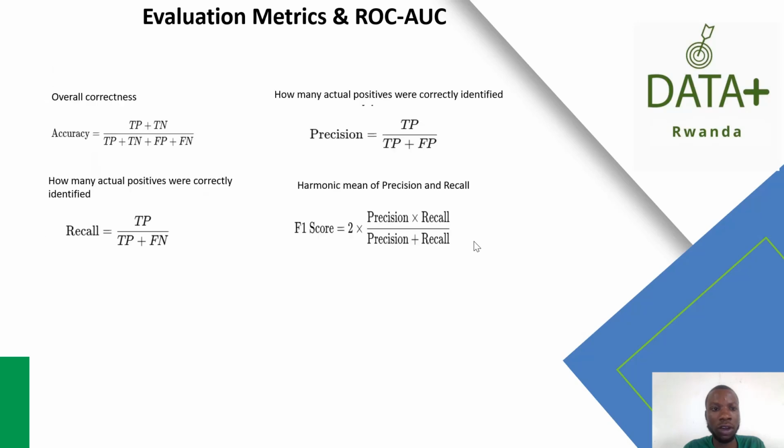We are evaluating the metrics. After evaluating the metrics, we are looking for the accuracy. If we say accuracy, it's like overall correctness, and precision is like how many of the predicted positives were correctly identified during the process of predicting. And also looking for the F1 score, it's like a harmonic mean of precision and recall. And recall is like how many actual positives were correctly identified. So those are the key terms we use in evaluation metrics.